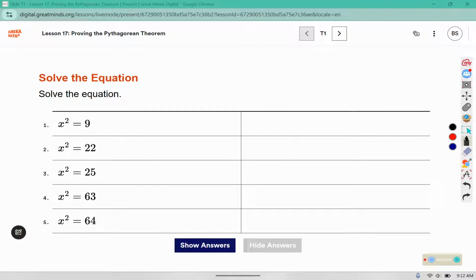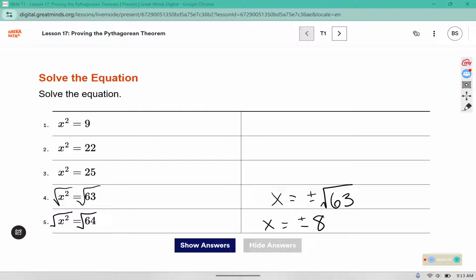Solve the equations. You can take the square root of both sides, and x is going to equal the square root of 64. Well, 8 times 8 makes 64. And don't forget that square roots actually have two answers. Here, 63 is not a perfect square, so we can just write that x is the plus or minus square root of 63.